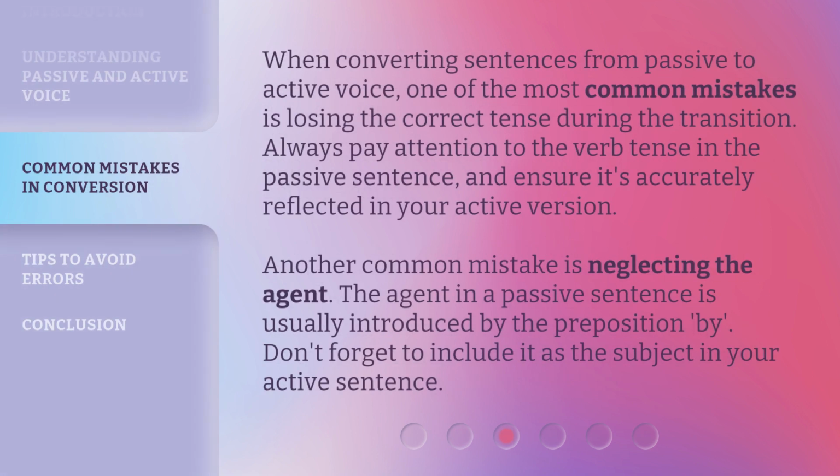When converting sentences from passive to active voice, one of the most common mistakes is losing the correct tense during the transition. Always pay attention to the verb tense in the passive sentence, and ensure it's accurately reflected in your active version. Another common mistake is neglecting the agent. The agent in a passive sentence is usually introduced by the preposition by. Don't forget to include it as the subject in your active sentence.